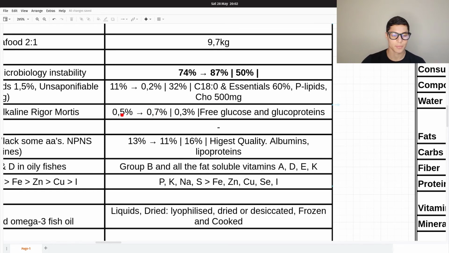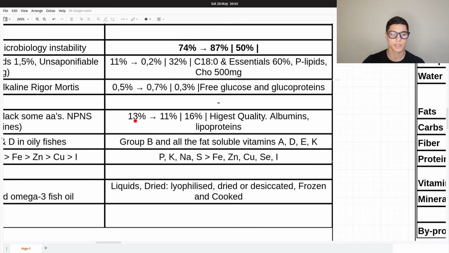And then the carbohydrates 0.5% in the whole egg, 0.7 in the egg white and 0.3 in the egg yolk. And it's formed by free glucose and glycoproteins. There is no fiber, and we have 13% of proteins in the whole egg, 11% in the egg white and 16% in the egg yolk. It is the highest quality protein we can find. It has all the amino acids and it's very, very complete. The ratios of all the amino acids are very good. It contains albumins and lipoproteins as well.